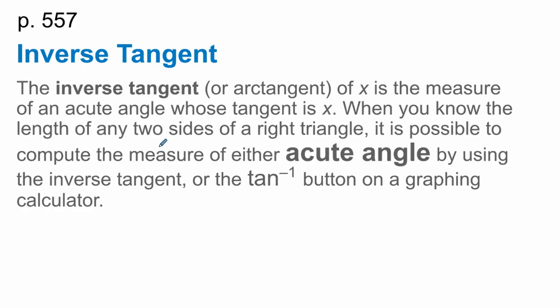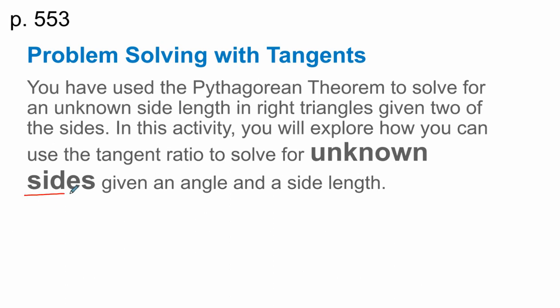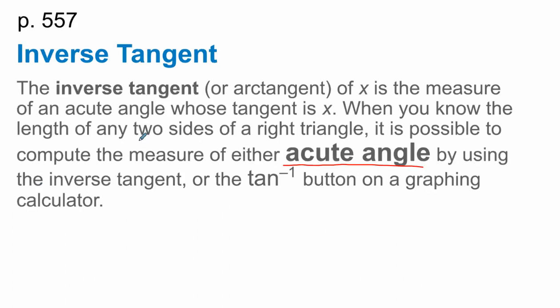Okay, so we have the inverse tan. So this is what I use to find an acute angle. Before, when I was using tangent, I found an unknown side. So I'm going to use the inverse tan or arctan of x, which is the measure of an acute angle whose tangent is x. When you know the length of any two sides of a right triangle, it is possible to compute the measure of either acute angle by using the inverse tangent button, which looks like this on your graphing calculator.